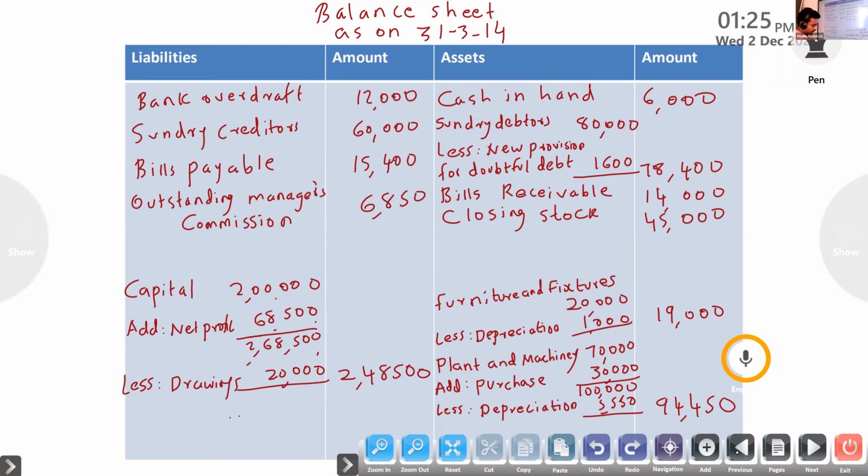Interest on drawings. Okay, new adjustment, interest on drawings, profit and loss account credit side, it is calculated on the base of drawings. Credit side and balance sheet, from capital you have to minus. Then rent rates and taxes outstanding, with that expense you have to add, and the balance sheet liability side.